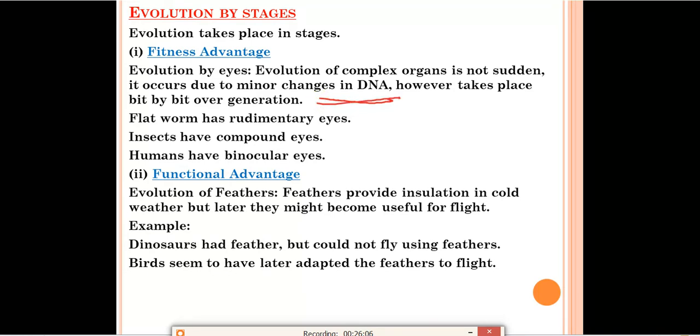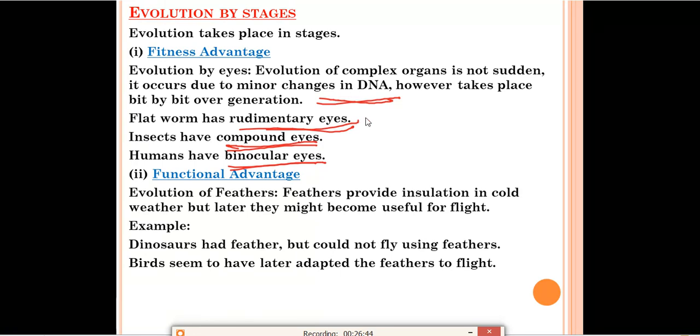For example, flatworms have rudimentary eyes. After that, again some changes occurred in the DNA. Insects have compound eyes, but humans have binocular eyes. So all the organisms have different types of eyes. It is because of their preference, for their survival, these organs develop some features, and one by one they develop some extra features, and after that they have those types of eyes. They will adapt themselves to that situation.